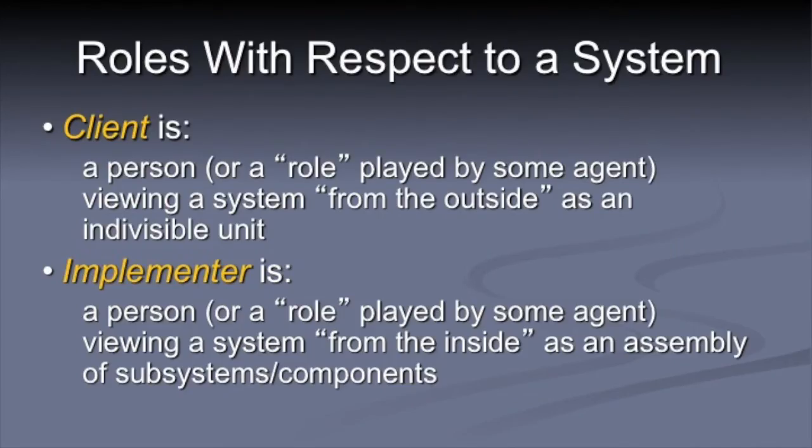Once we have identified a system and its interface, we can now talk about the client of the system and the implementer of the system. The client is a person or agent that views the system from the outside as an indivisible unit. The implementer, on the other hand, is a person or agent that views the system from the inside and is responsible for implementing the system, oftentimes by assembling a number of components or subsystems. In the context of software, the implementer of a system often writes code by utilizing the other operations as subsystems by making calls to them.